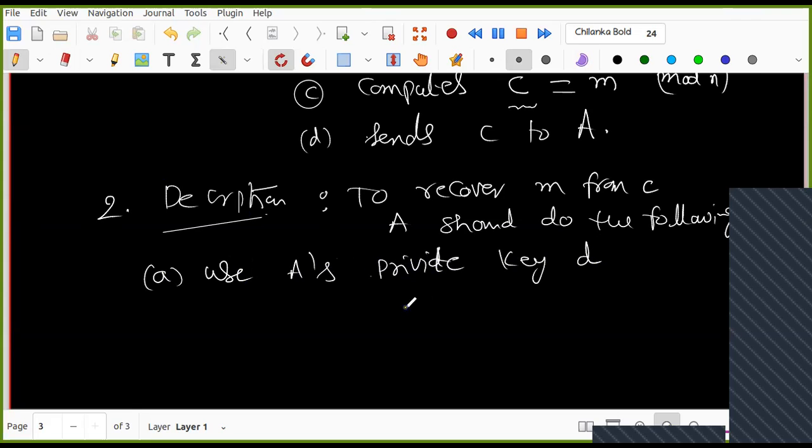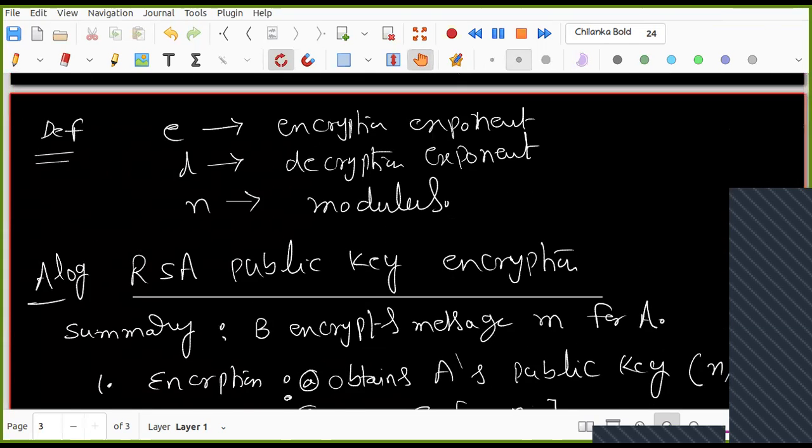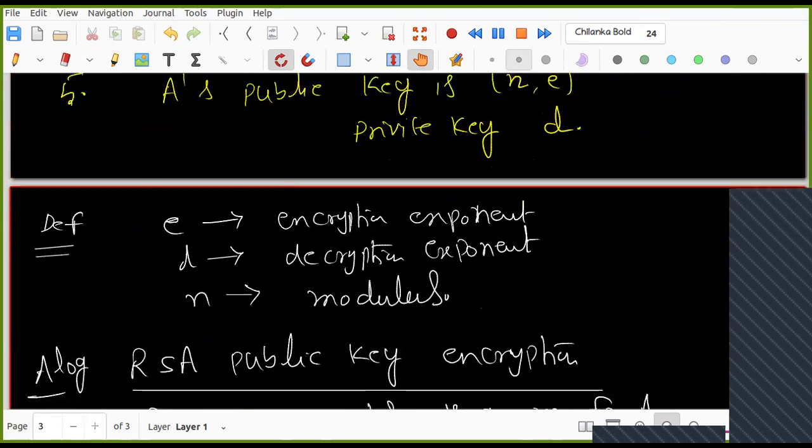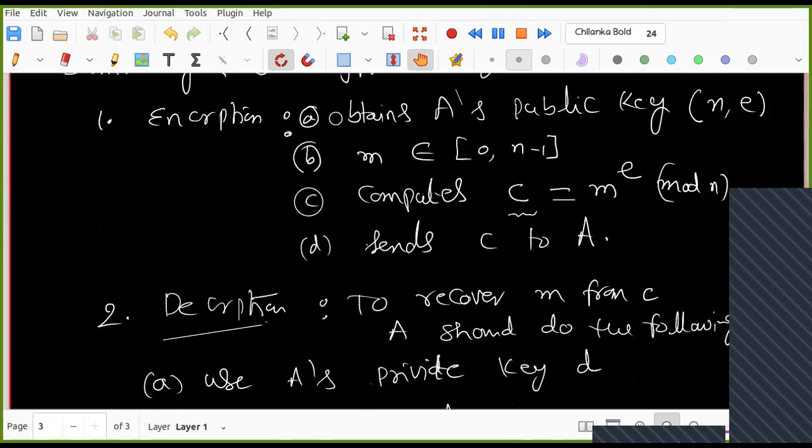Now C is known to A, not M. So what will A do? C power d he will compute modulo n. So this is going to be M. Why? That is a question, but he will compute and he will get M. With this, the entire thing is done. So this is key generation and this is the encryption mechanism. Any doubts?